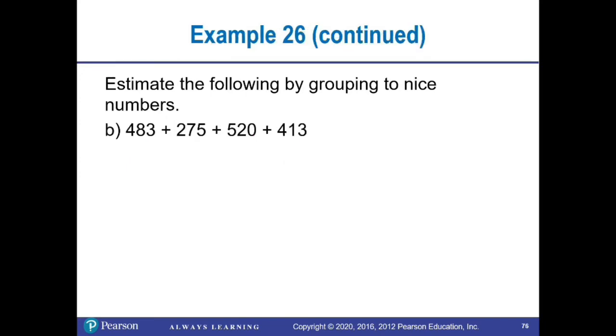Let's look at another example. Here, I'm going to think about the middle numbers. When I add 275 plus 520, that is approximately 800. Again, not exactly, but close.